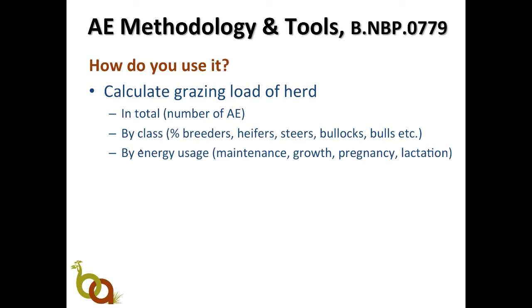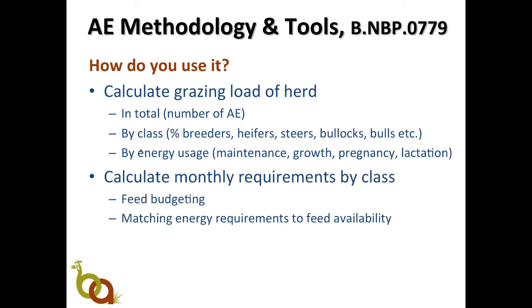So how do you use it? There are a number of different ways for it to be used. You can calculate the grazing load of your herd in total, the number of animal adult equivalents. By class, you can see how much of your grazing load is being used by breeders, heifers, steers, bullocks, etc. And by energy usage, see what energy is going into maintenance, growth, pregnancy, lactation.